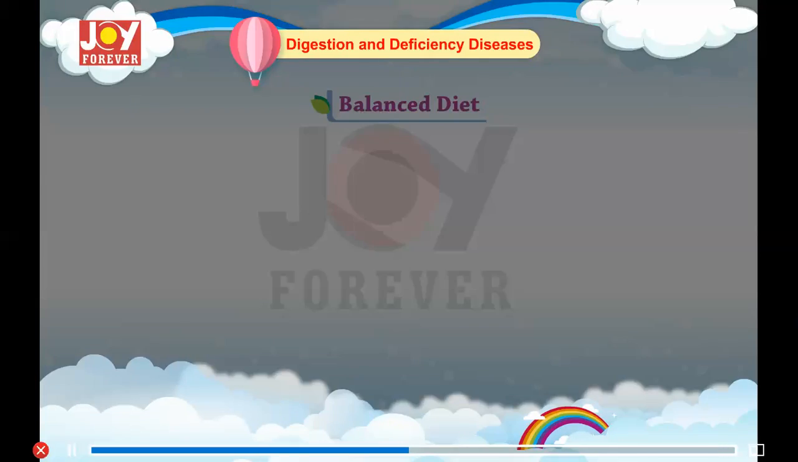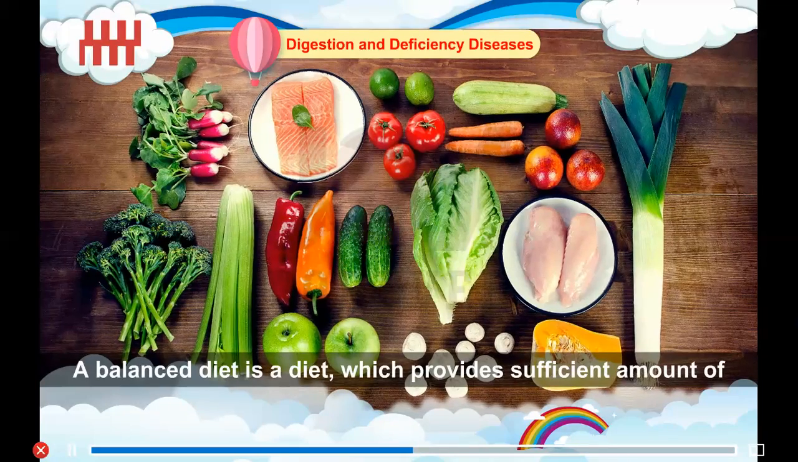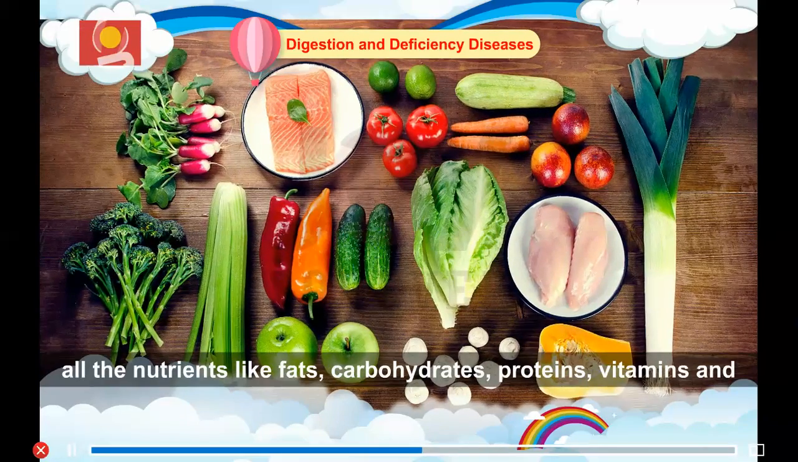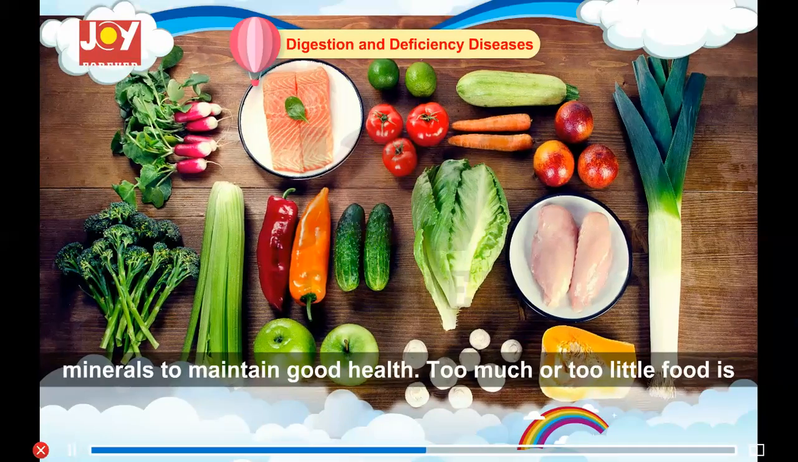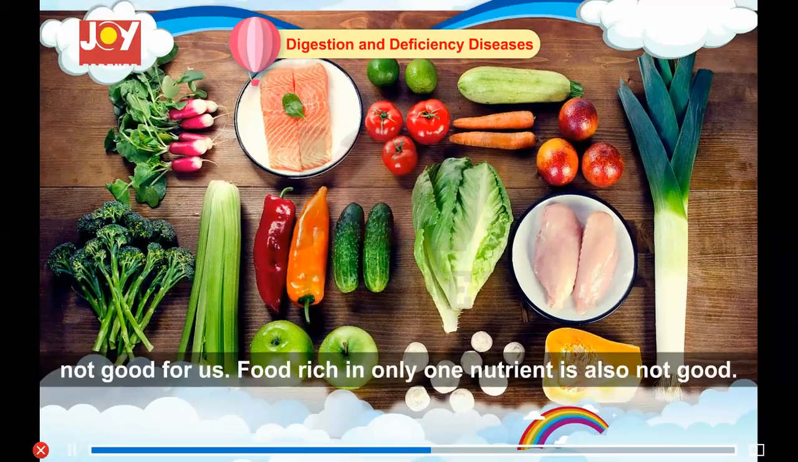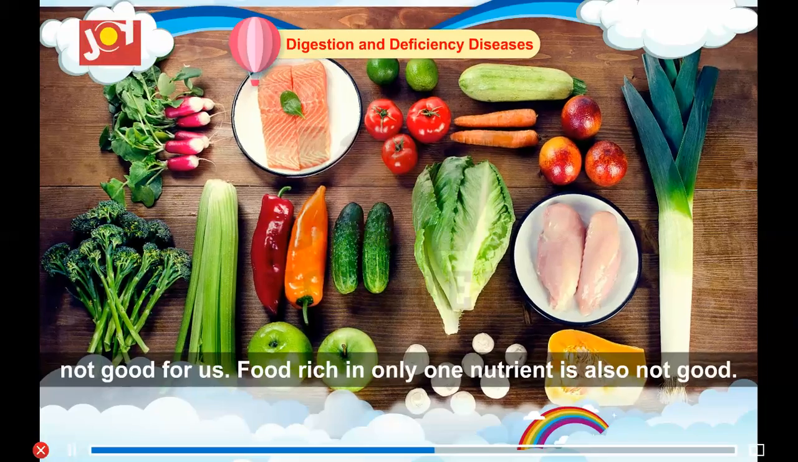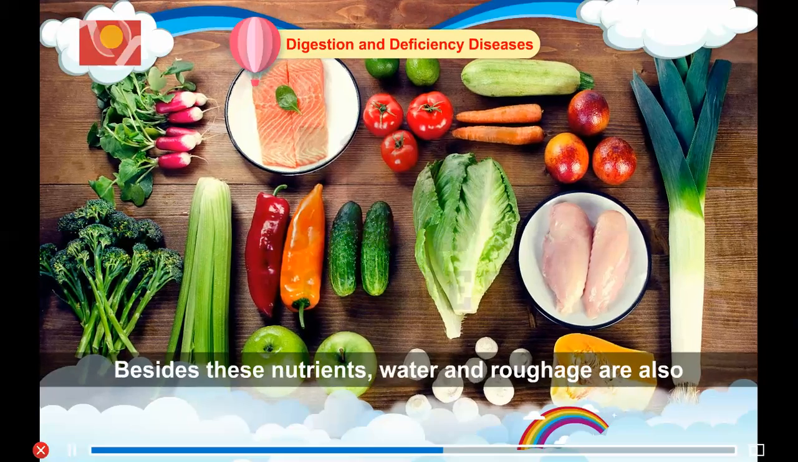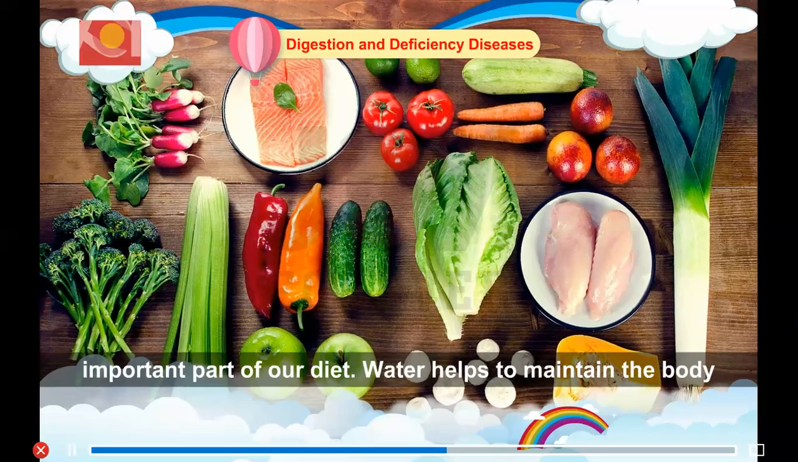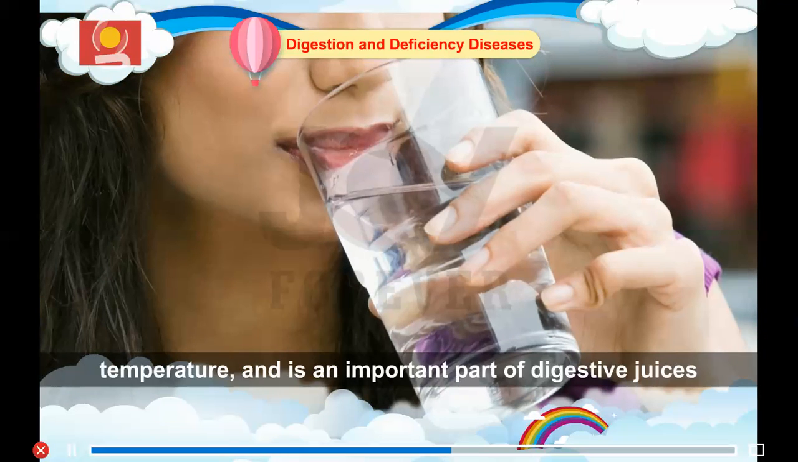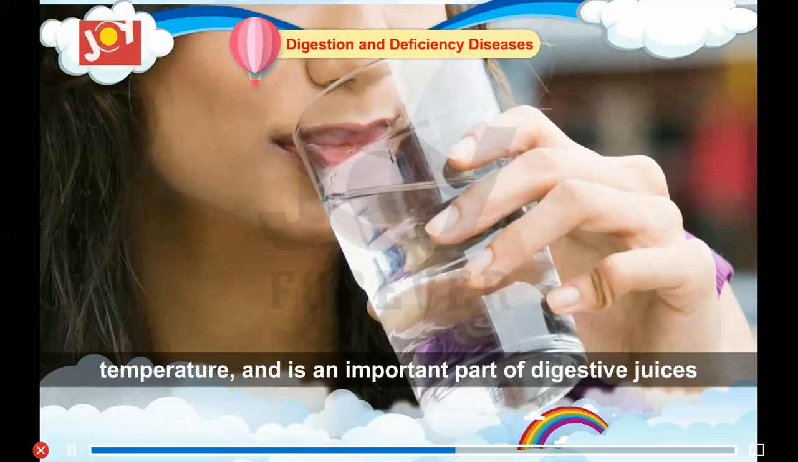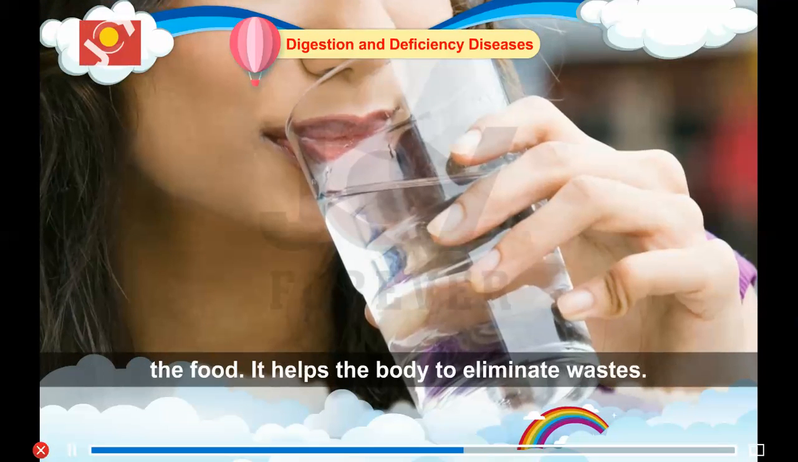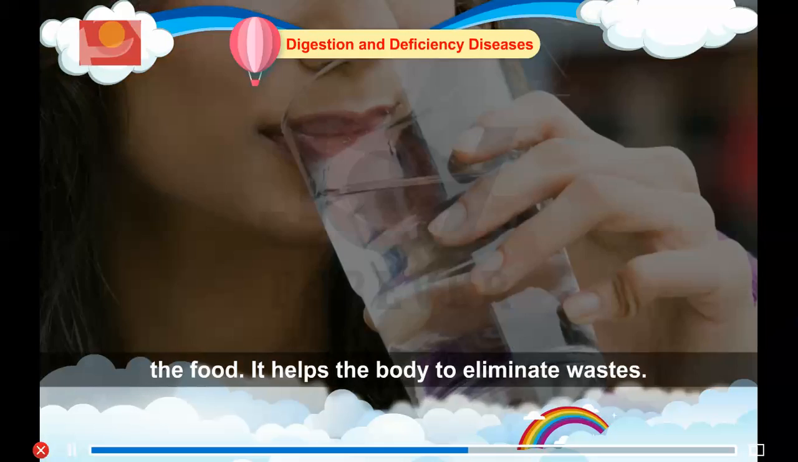Balanced diet. A balanced diet is a diet which provides sufficient amount of all the nutrients like fats, carbohydrates, proteins, vitamins and minerals to maintain good health. Too much or too little food is not good for us. Food rich in only one nutrient is also not good. Besides these nutrients, water and roughage are also important part of our diet. Water helps to maintain the body temperature and is an important part of digestive juices and also helps in digestion. Roughage is the fiber present in the food. It helps the body to eliminate wastes.